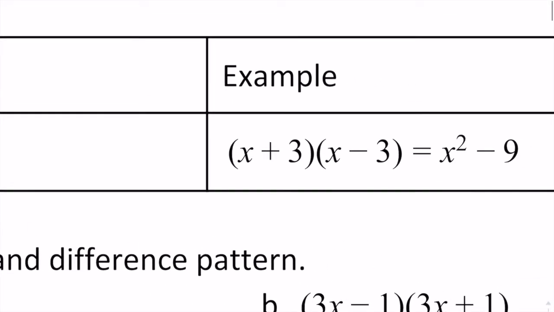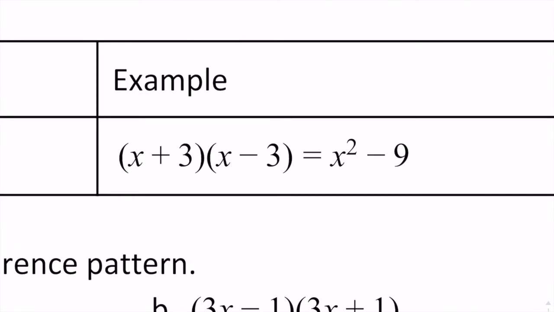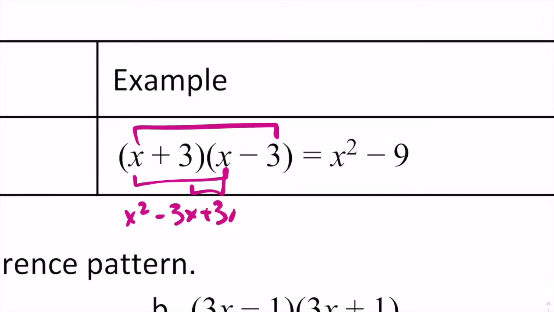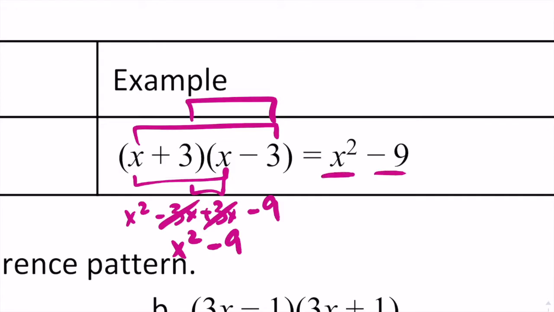So for example, if I have x plus 3 times x minus 3, usually I would use FOIL, right? So I would take the first, I get x squared, outer, negative 3x, inner, plus 3x, and my last terms, which is negative 9, and you get x squared minus 9 because these cancel out. A shorter way of using this now is just all you have to do is x squared minus 9. So you don't have to use FOIL every single time, and that'll work.